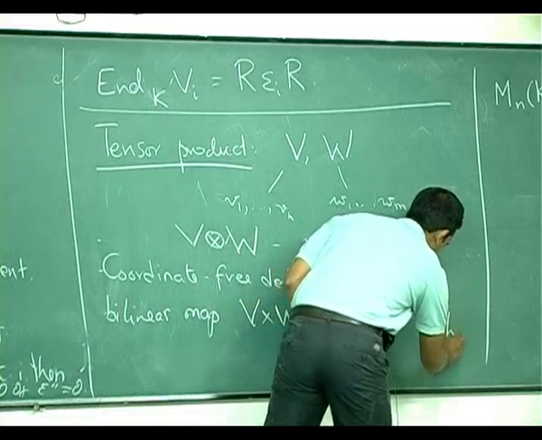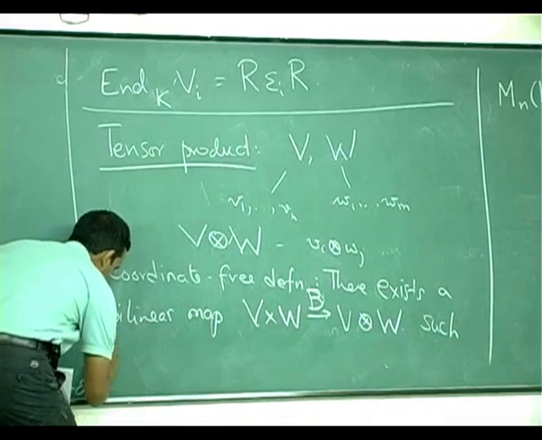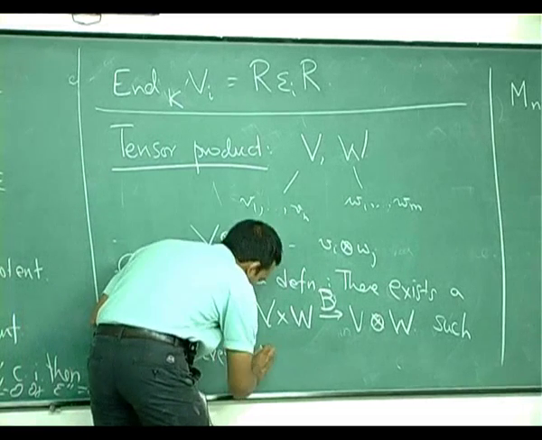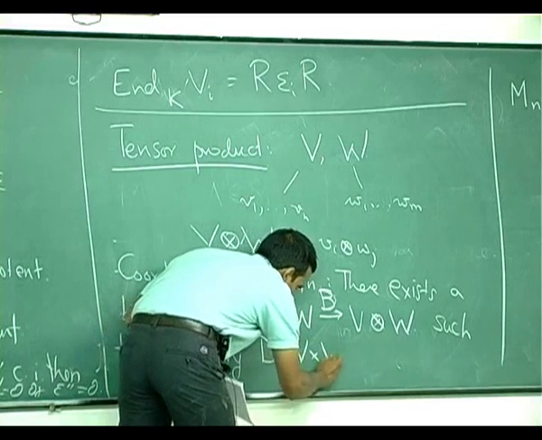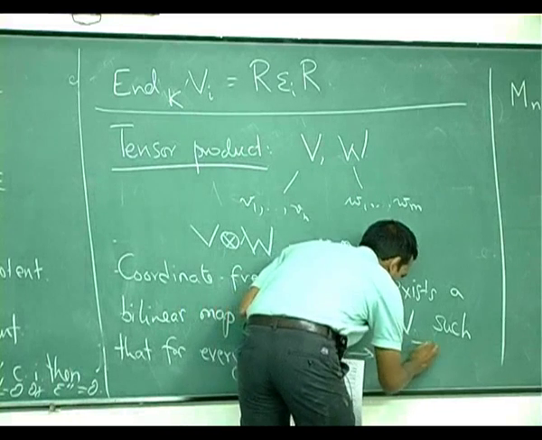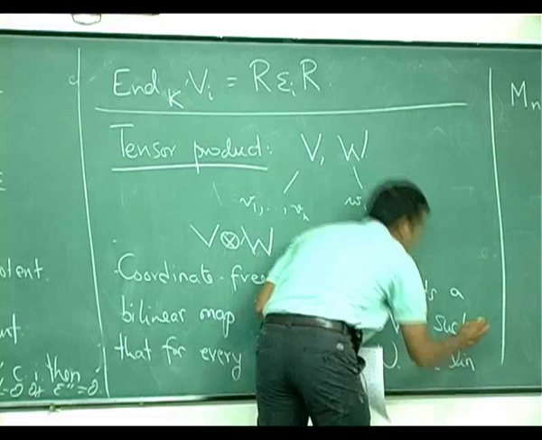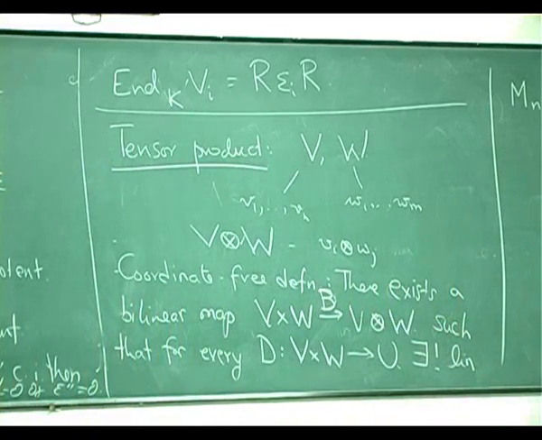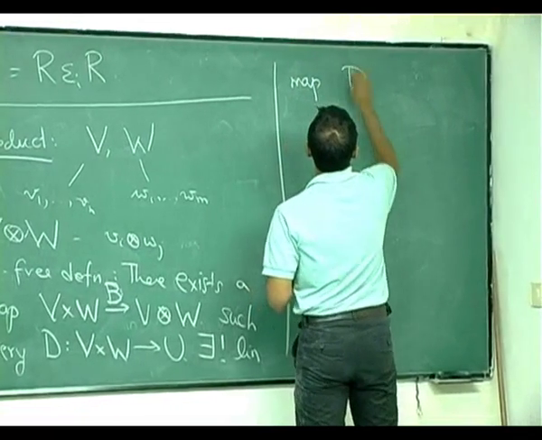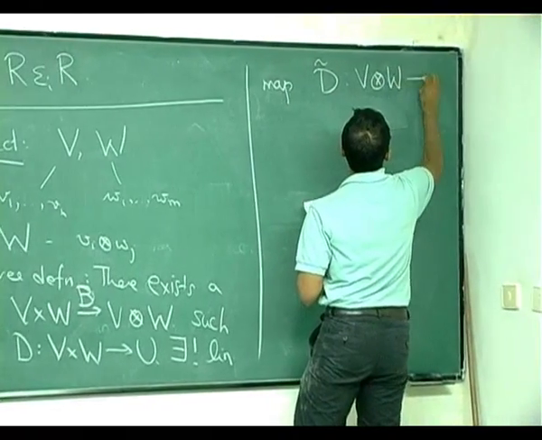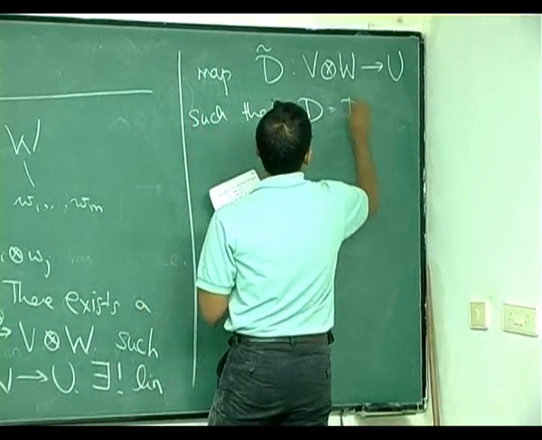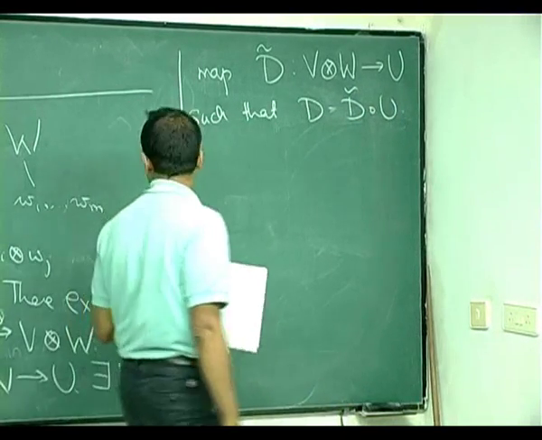Such that for every vector space U and a bilinear map D from V cross W to U, so whenever you have a bilinear map from V cross W to any vector space, there exists a linear map D tilde from V tensor W to U such that D is D tilde composed with B. So this is the modern category theoretic definition.